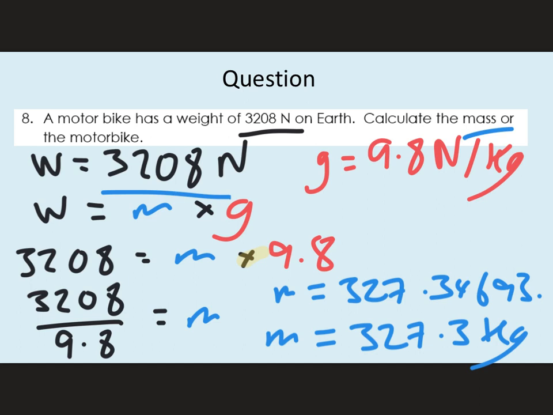Okay, in terms of marks, 1 mark for recalling a 9.8, 1 mark for substituting the numbers into the equation, 1 mark for the correct rearrangement, 1 mark for the correct answer, and 1 mark for the correct unit. So give yourself a score out of 5 for that question, please.